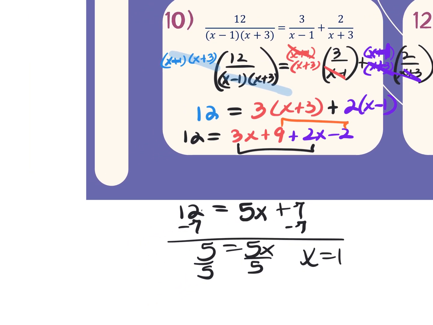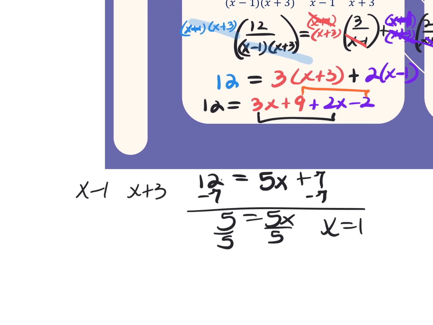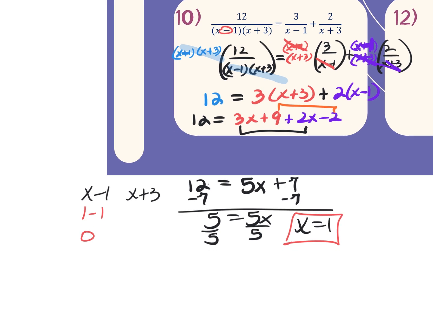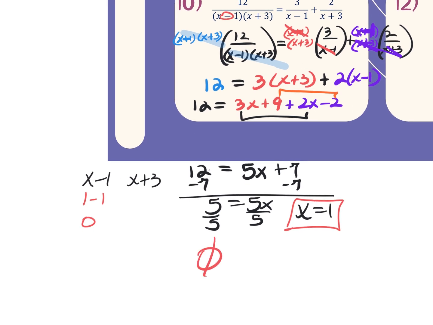My two denominators were x minus 1 and x plus 3. As soon as I plug in 1 here for this x, it makes this first fraction, this part, 0. So this is no solution. It makes the fractions undefined. DNE, does not exist.